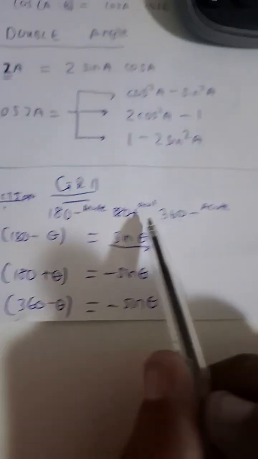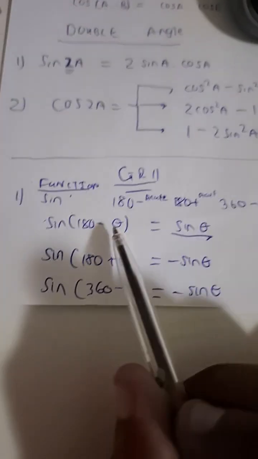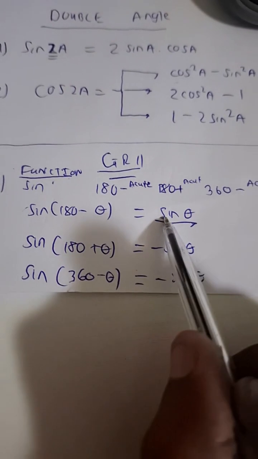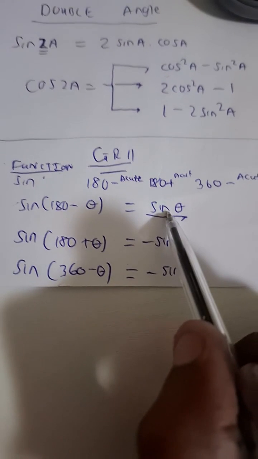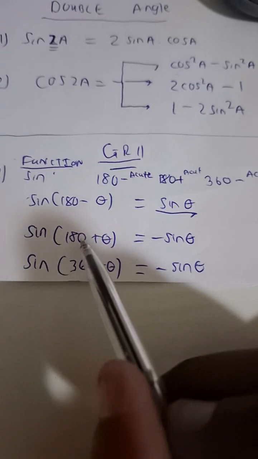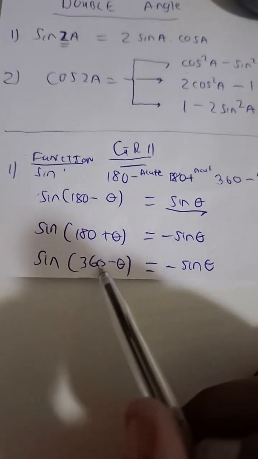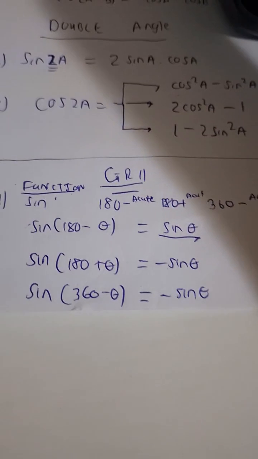So those are your function values. Your function values, like I said, are 180 minus, 180 plus, and 360 minus. All you do is substitute 1 in the place of theta so that you can know what the sign of that particular trig ratio is. So it's positive sine theta for 180 minus theta. It's negative sine theta for 180 plus theta. It's negative sine theta for 360 minus theta. And you can just evaluate that using your calculator without having to think much.